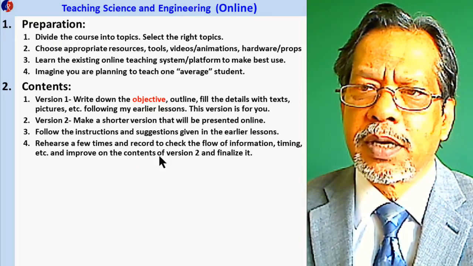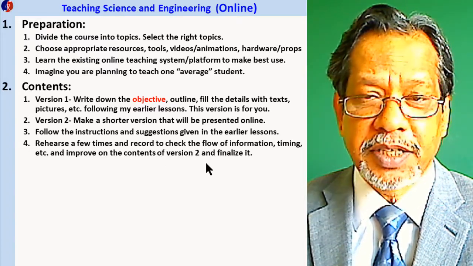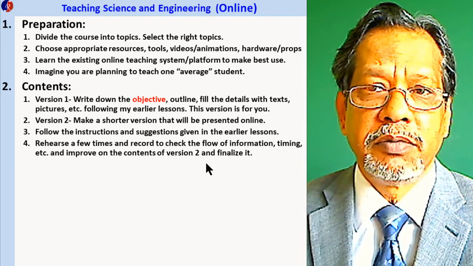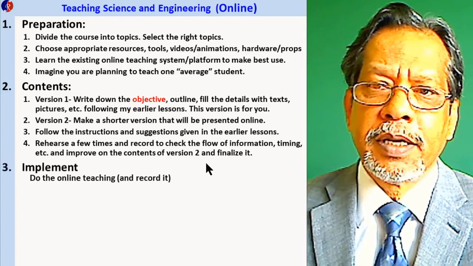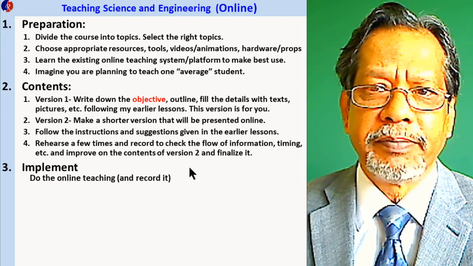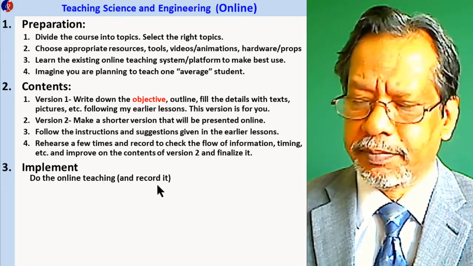Okay. Version 2, this part, and finalize it. So that's it. Now practice a few more times. Maybe about 5, 6, or 10 times you should practice, okay? Because when you go there, you have only one chance and you have to do it right. Implement, do the online teaching finally, and record it.